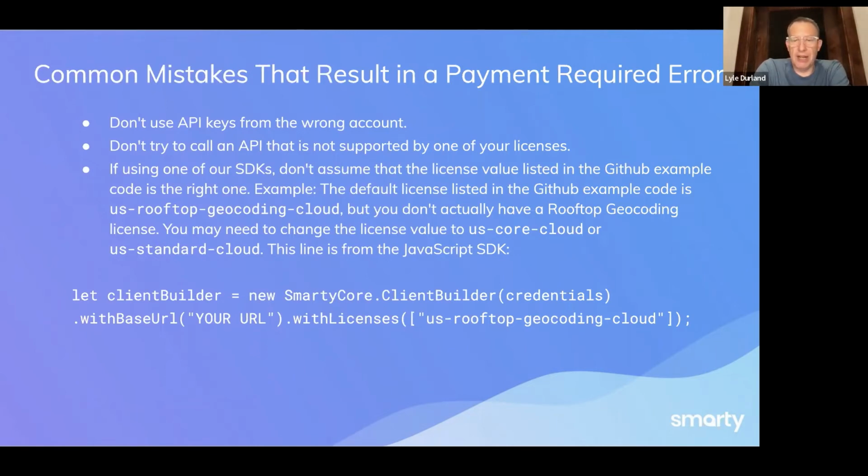And then I'm showing here a line from the JavaScript SDK, in the GitHub example code for how to call our US Street Address API. The default license that's just sitting there is US Rooftop Geocoding Cloud, and you're in great shape if that's the actual license that you're trying to use, but you may need to change that to a different license value. Just be aware of that.